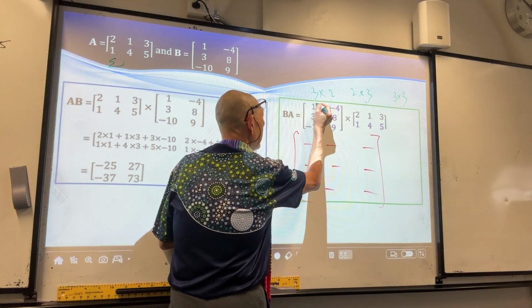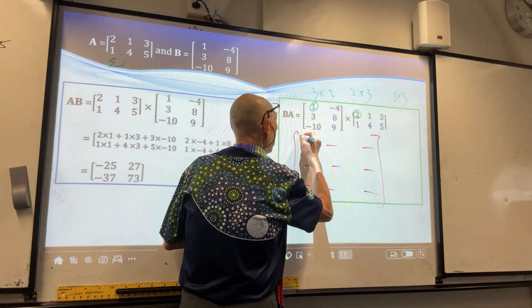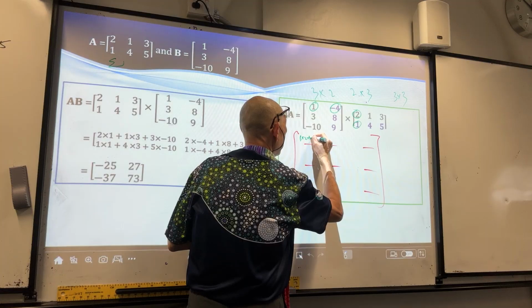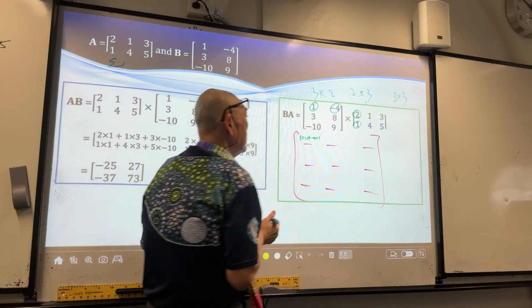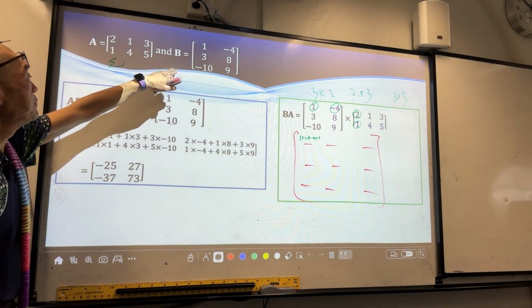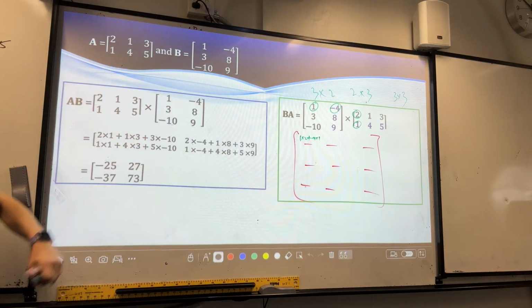So the first bit here will be this and this. 1 times 2 plus minus 4 times 1. All right? So keep going with the next few. So see the difference when you've got A times B and B times A. I'm going to get all of you to do it manually before I show you how to use your classpad.